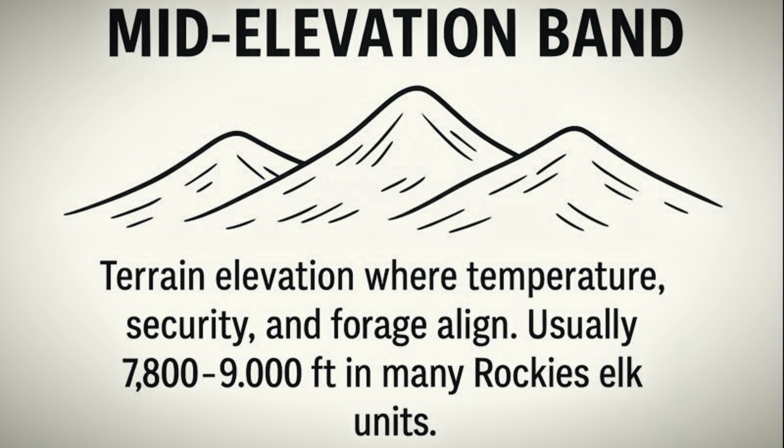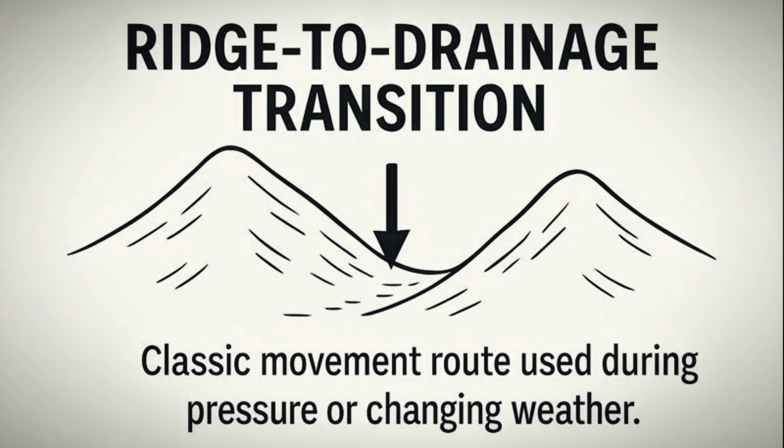Number 35 is your mid-elevation band. That's the elevation where food, temperature, and security align. Elk hold there for stable weather, making it key for e-scouting. Number 36 is ridge to drainage transition, your movement corridor animals use during pressure or weather changes. Reliable travel path to monitor.